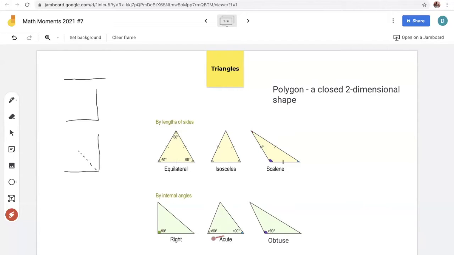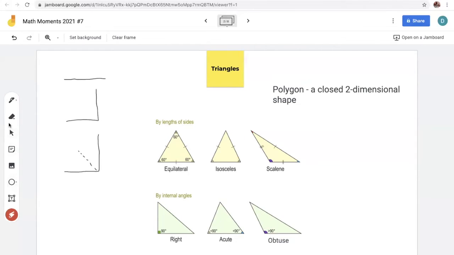We also have triangles that are acute. Acute triangles have angles that are less than 90 degrees, so no angles that are 90 degrees or more. You can see this angle is smaller than 90 degrees, this one's smaller than 90 degrees, and this one is smaller than 90 degrees. There's also the obtuse triangle. An obtuse triangle has an angle that is greater than 90 degrees. That's what they're highlighting in this bottom one here. It is more than 90 degrees, and therefore it makes the triangle obtuse.